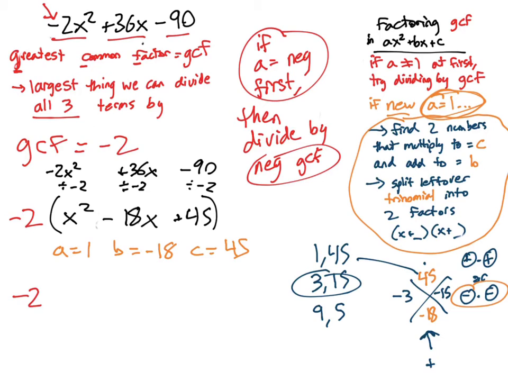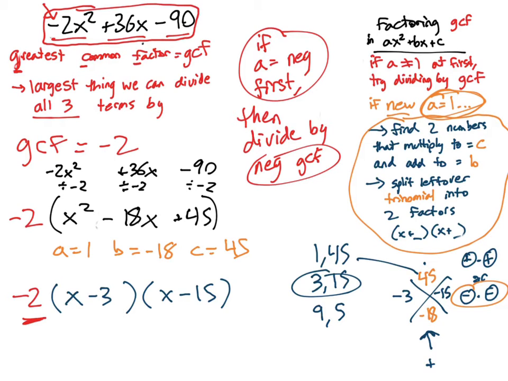So to finish factoring this trinomial, we're going to split that up into a pair of factors, x minus 3 times x minus 15. And we still have that negative 2 outside of the parentheses. Once we factor out a greatest common factor, it doesn't affect the rest of our problem, but we still need to include it in those factors because it was part of the original trinomial that we had up here.